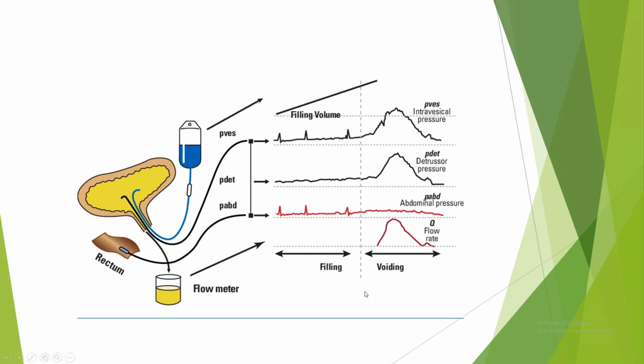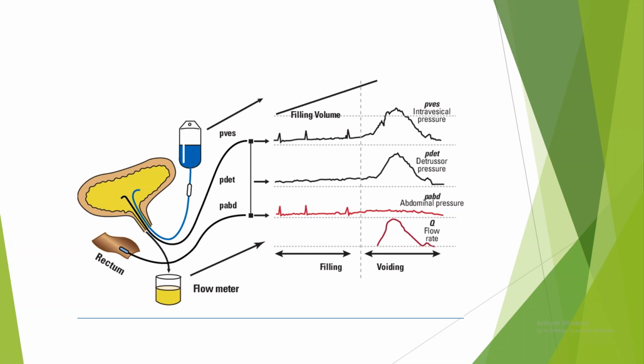See, here is the line. Before the line, it is the feeling phase. After the line is the voiding phase. And one catheter, a pressure transducer, will be in the rectum. So it is going to show you the abdominal pressure.